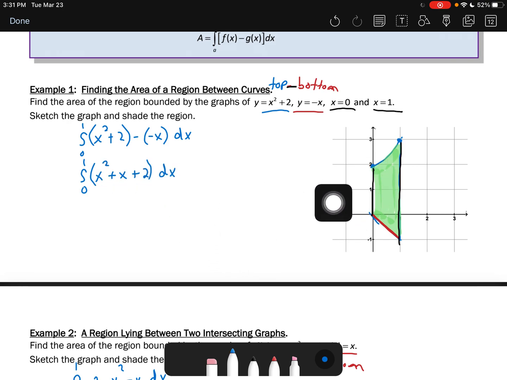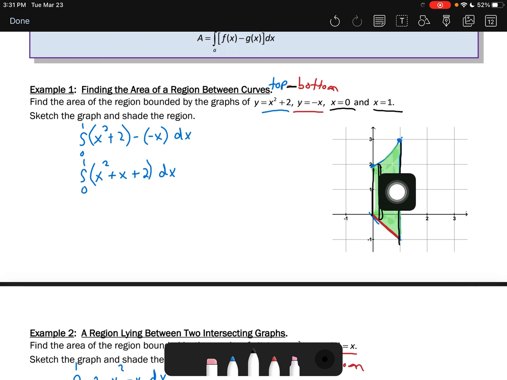All right, so when I set up this integral, again, I want to take the top function minus the bottom function. The top function is the parabola in this case, so I underline that in blue. The bottom function is the line. Really what I'm doing is finding the distance between them, using what we sometimes call representative rectangles that we draw in here, and we're basically summing up all of these little rectangles.